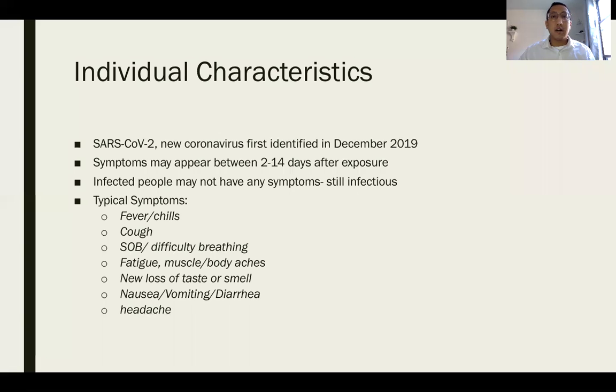For symptoms, COVID-19 has generally non-specific symptoms. Here's a list that's not exhaustive, but some of the typical symptoms that we see are fever and chills, cough, shortness of breath, or difficulty breathing. People could have fatigue and muscle aches or body aches. They describe that people also have new loss of taste or smell. They could have nausea, vomiting, diarrhea, and they could also have headache. Again, these are not the complete list, but these are what the more common symptoms can be.